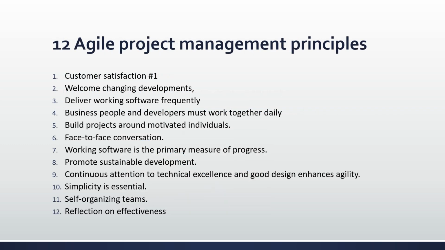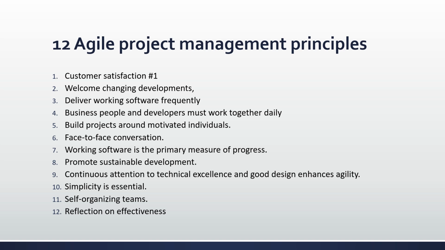So let's talk about the 12 Agile project management principles. According to the Agile Manifesto, there are 12 key principles of Agile project management. In the manifesto, in their own words, they are: first, the number one priority is customer satisfaction through early and continuous delivery of valuable software. 2, welcome changing developments, even late in the development process. Agile processes harness change for the customer's competitive advantage.